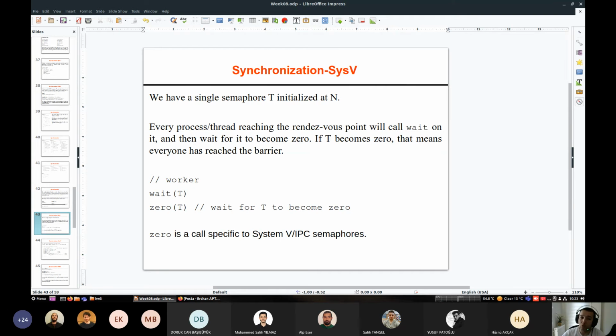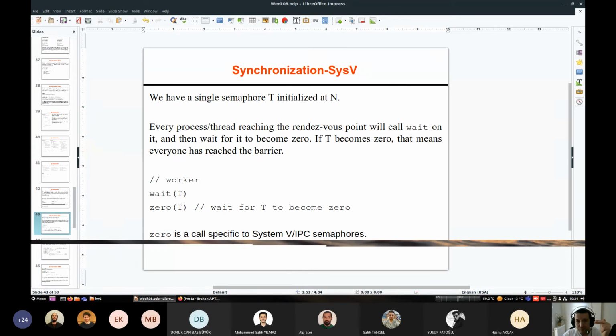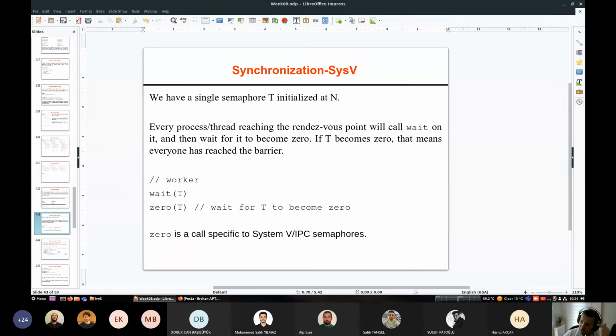So the workers call wait. The semaphore, which had the value of n, becomes n minus 1. And then we call zero on it. Remember, the operation zero is only available with System 5 semaphores. And what does it do? It blocks until the value of the semaphore becomes 0.